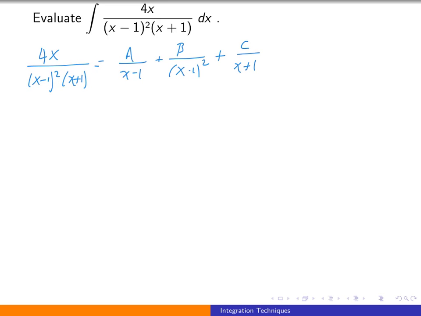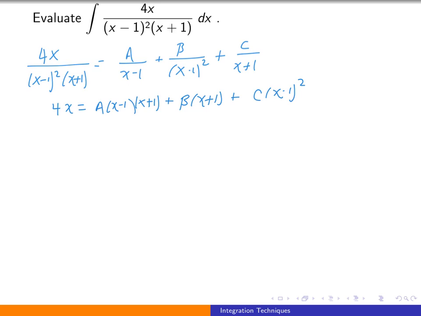Now, in order to solve for A, B, and C, we take the denominator on the left and multiply both sides of the equation by it. So 4x is equal to A times, in the first term, a single x minus 1 cancels. In the second term, both of the x minus 1's cancel. And in the third term, the x plus 1 cancels. And when we are in this position, our first step is to always look for intelligent choices of x that we can plug in.